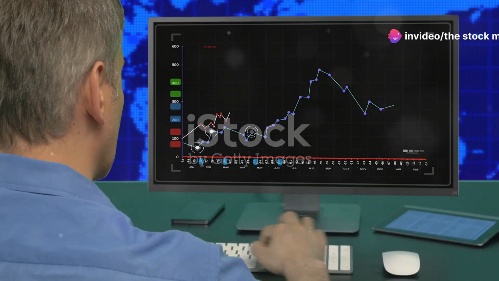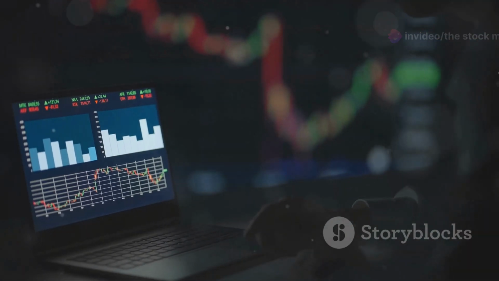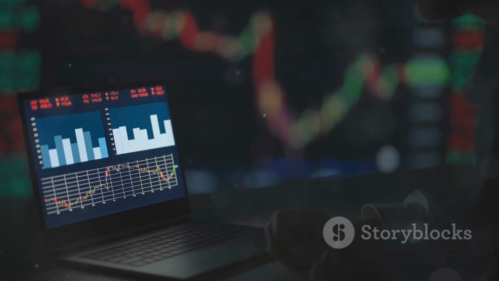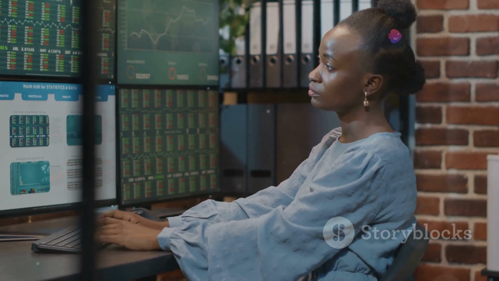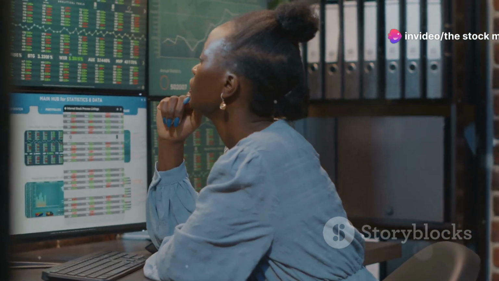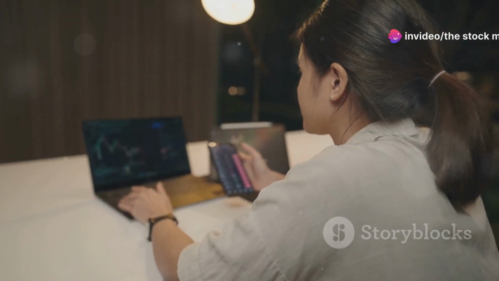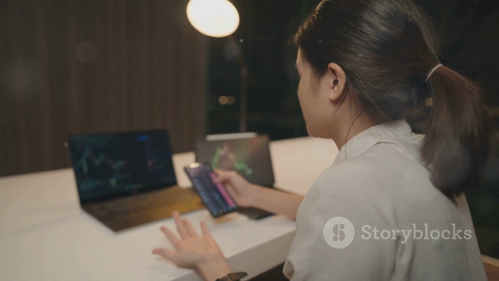Section 5. Avoiding common pitfalls. Forex swing trading can be rewarding, but beginners often fall into common pitfalls that can hinder their success. One common mistake is overtrading, which involves placing too many trades or trading too frequently without proper analysis or risk management. Overtrading can lead to emotional decision-making and ultimately result in significant losses.